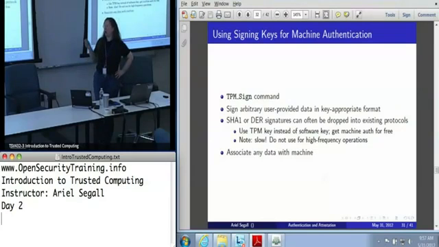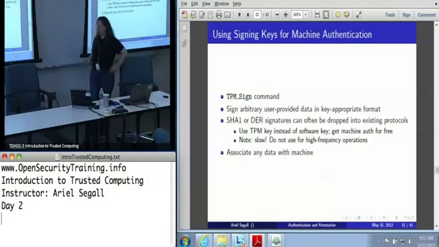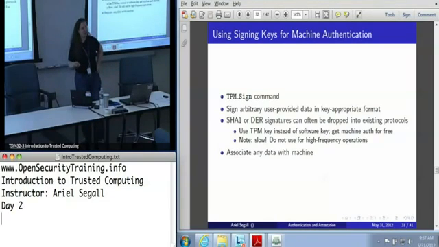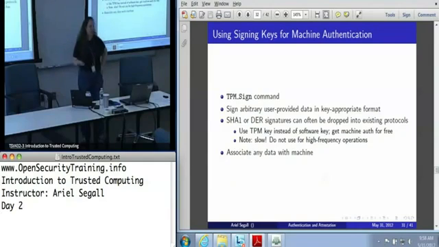So if you're doing this once every few minutes, this is totally not a problem. If you're trying to do this once every few microseconds, you're dead in the water. Don't try using this for high-frequency operations. Do not try signing packets with your TPM. It's just not going to work very well.